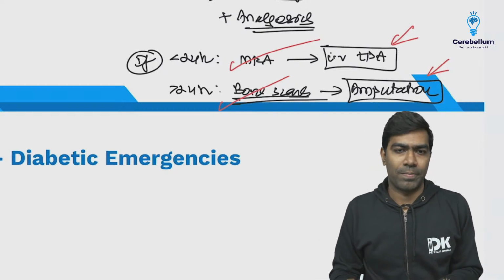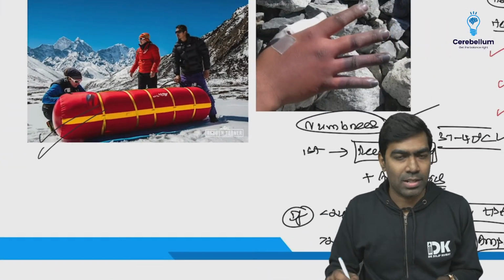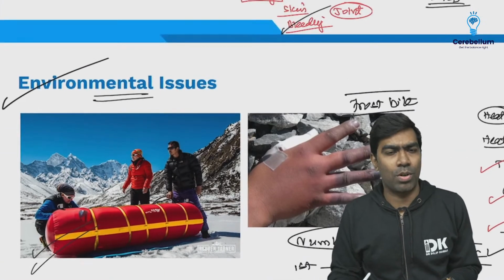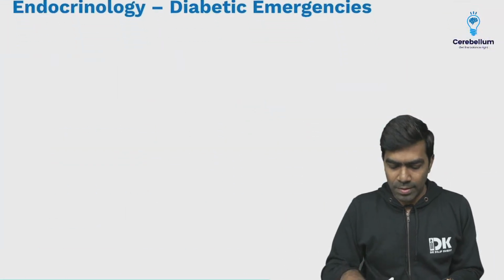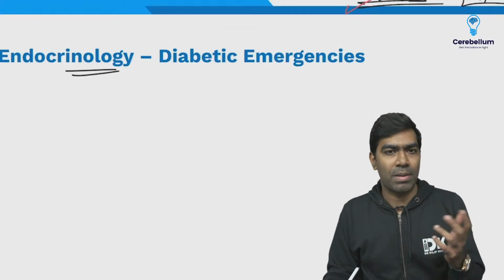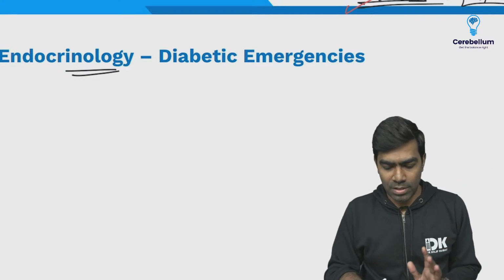Okay, that's it. These are the important environmental issues that they may ask in the FMGE exams. Very, very important. At least one question will come from environmental problems. And in endocrinology, they will ask some important diabetic emergencies. And they will ask treatment of diabetes and diabetic emergencies only.